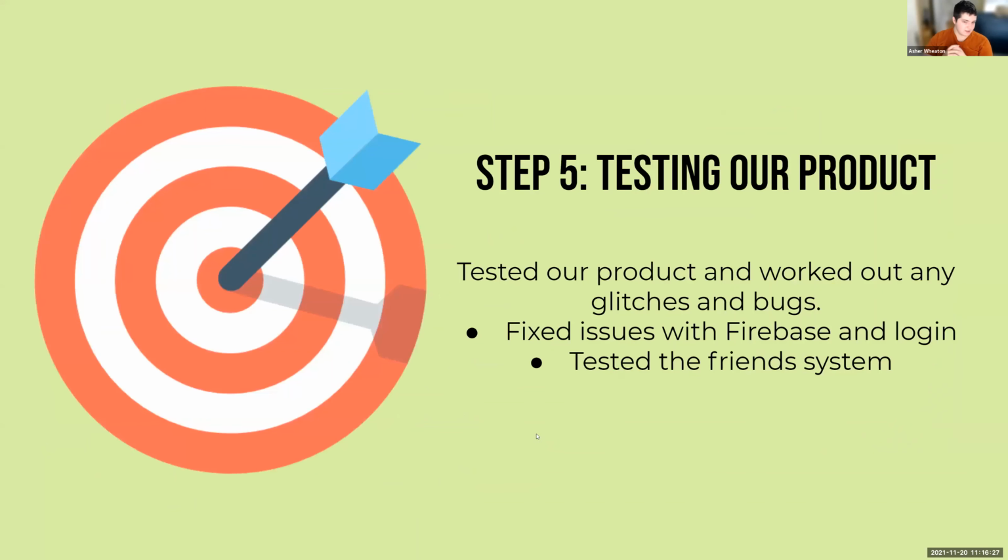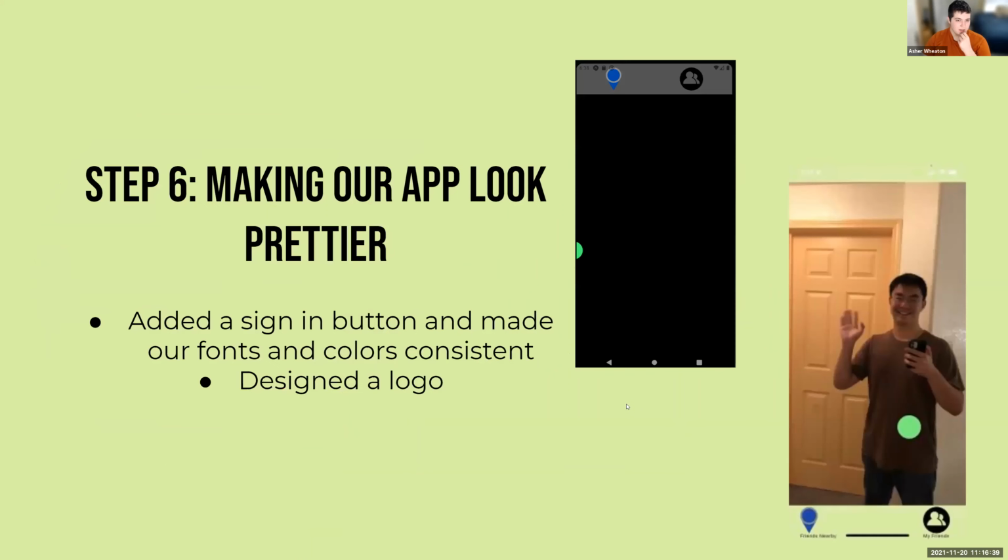Then we needed to test our product and make sure it worked. We found several bugs and issues that we needed to fix, and we did. We tested and got the friend system working. And then we needed to make our app look better.